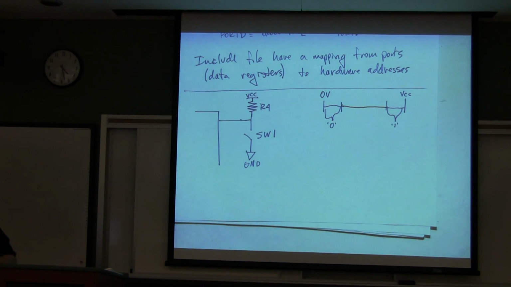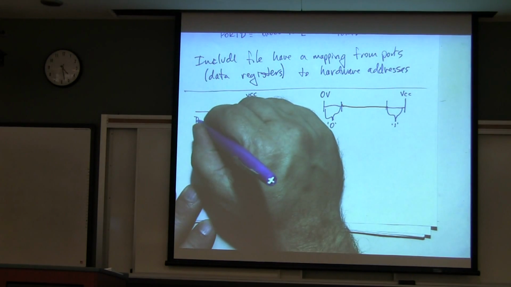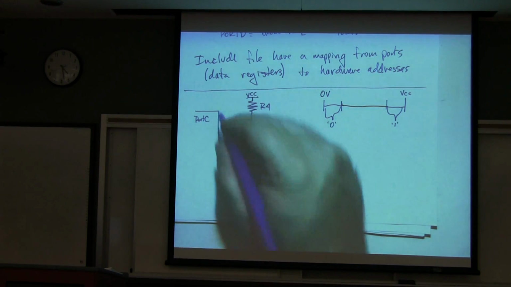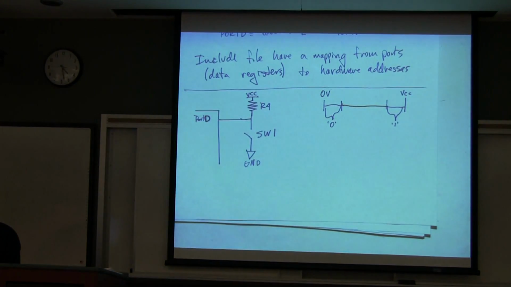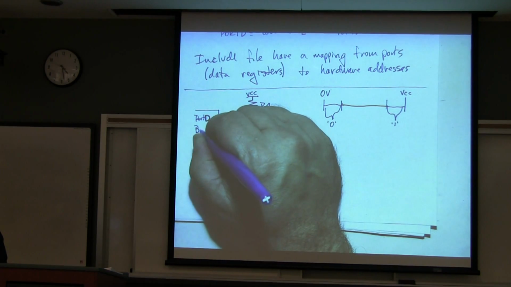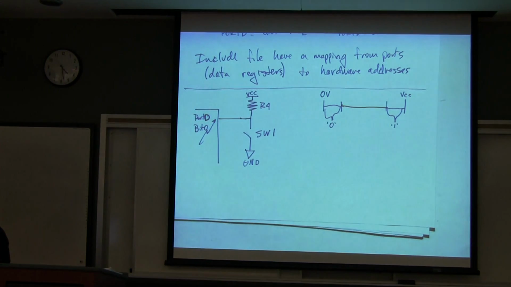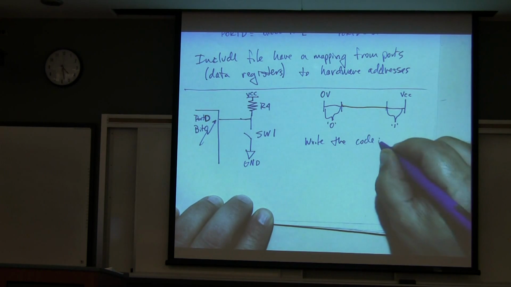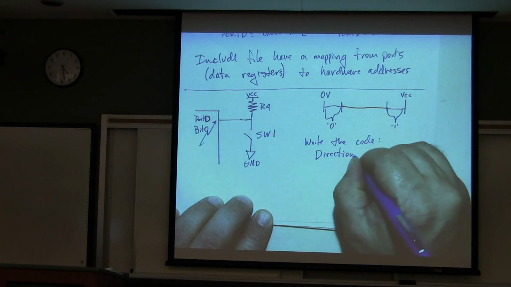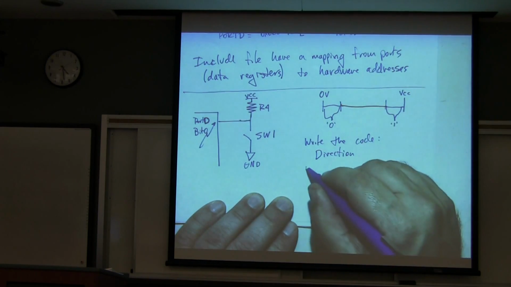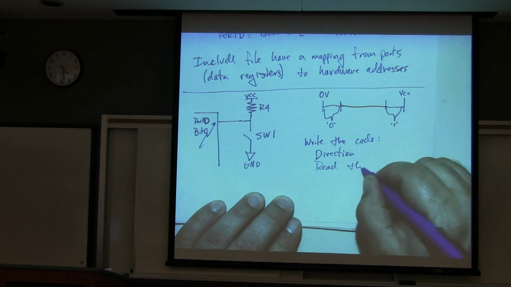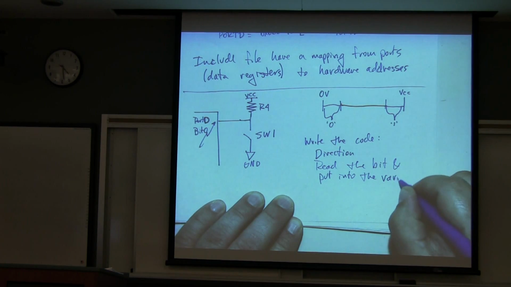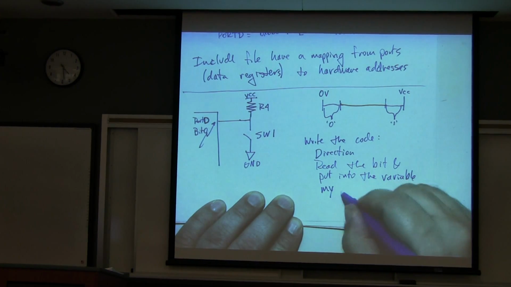So, what I want you to do is to turn to your neighbor, and assuming that this is port C, I'll just call it that, you know what, I'll give you port D. Assuming that this is port D, we'll call this bit 0. Write the code to set the direction of that bit, and then to read the bit and put it into the variable my input.